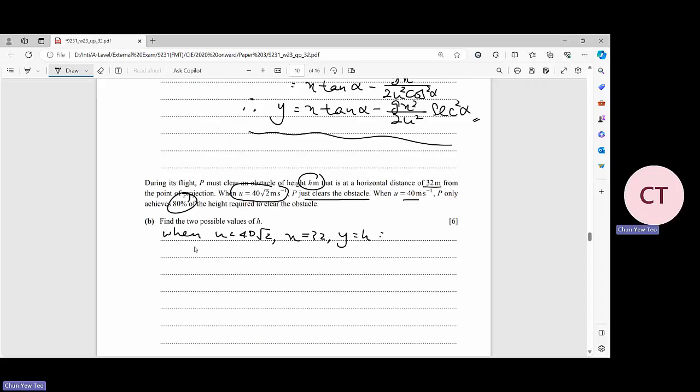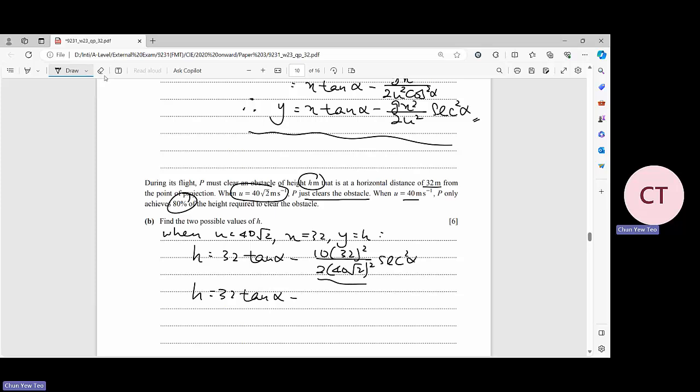So just substitute in, you get h is equal to 32 tangent alpha minus a g x square over 2u square secant square alpha. You need to understand that secant square alpha can be written as tangent square alpha plus 1. Okay, yeah, we can write it like this. So we shall change it to tangent square alpha later. Simplify.